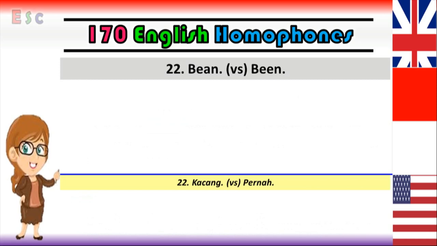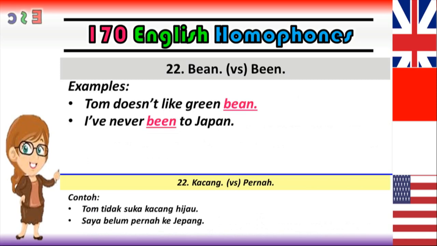22. Bean versus been. Examples. Tom doesn't like green beans. I've never been to Japan.